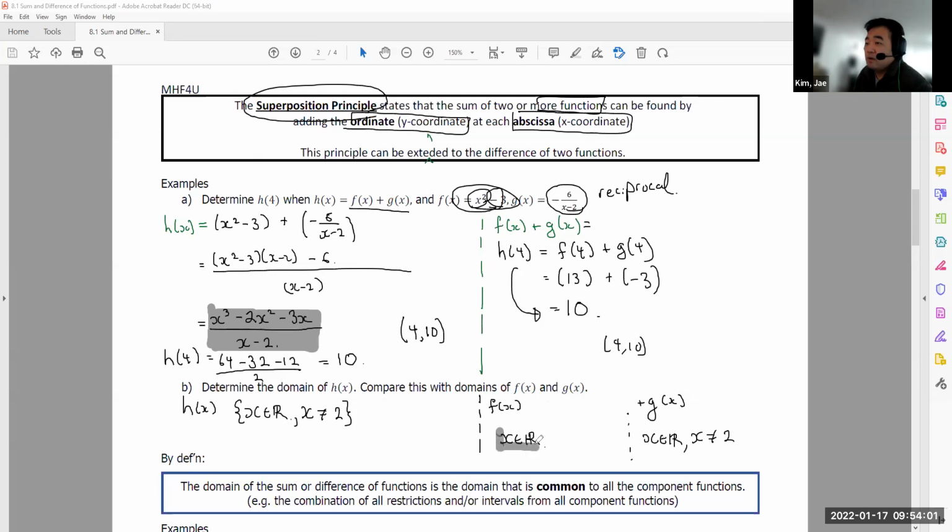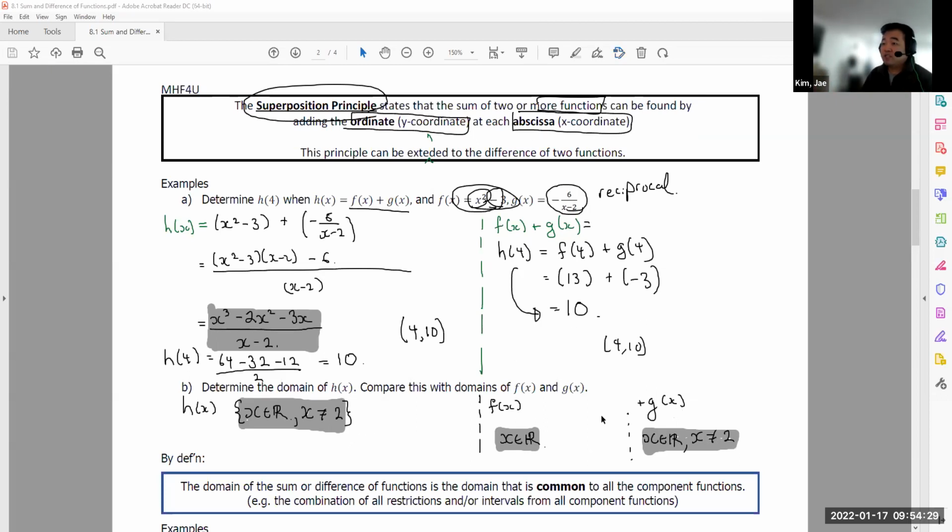So let's compare domain with domain. Loosely, I will say that f of x could be anything. G of x is more restrictive. And so between those two, the domain has to be the one that has more conditions, the more restrictive one.